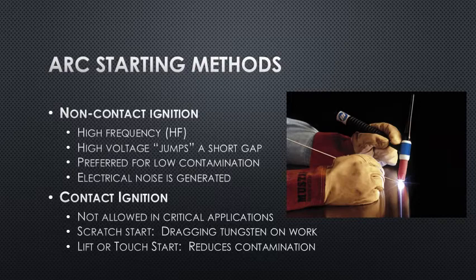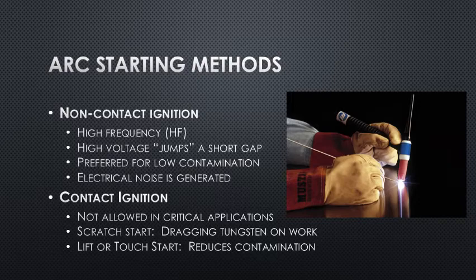Okay, as I mentioned, we were going to talk about different ways to start the arc. And if you remember, the tungsten is a non-consumable electrode. So if it's not consumed in the arc, we usually, as a rule, would think you probably don't want to come into contact with the base metal, because it could cause cross-contamination. And that's exactly right. As a result, non-contact ignition is usually preferred for TIG welding, especially in high-end applications.